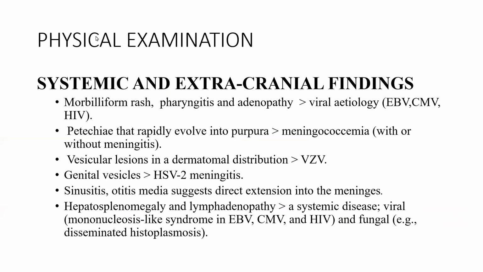Systemic and other extracranial findings may point to a specific causative agent. So a morbilliform rash or pharyngitis or adenopathy may point to a viral etiology. A petechial rash that rapidly evolves into purpura may point to meningococcemia. And genital vesicles may point to HSV-2 meningitis.